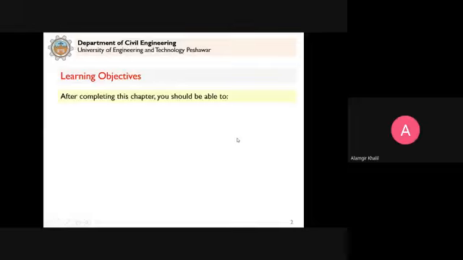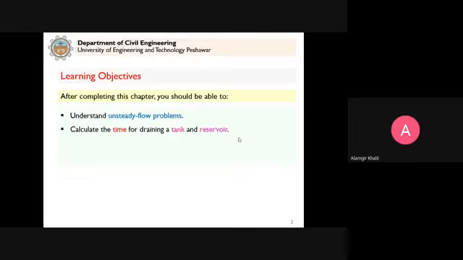First, the learning objectives for this chapter. After completing this chapter, you should be able to understand unsteady flow problems. So far, especially in the pipe flow chapter, all the problems that we discussed were steady flow problems. Even the name of the chapter was steady incompressible flow in pressure conduits. In this chapter we are going to study unsteady flow problems. Clear? So you will be able to understand what the unsteady flow problems are.